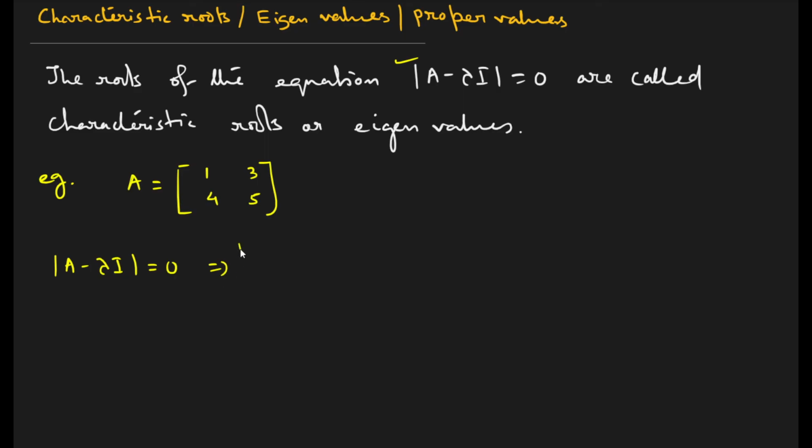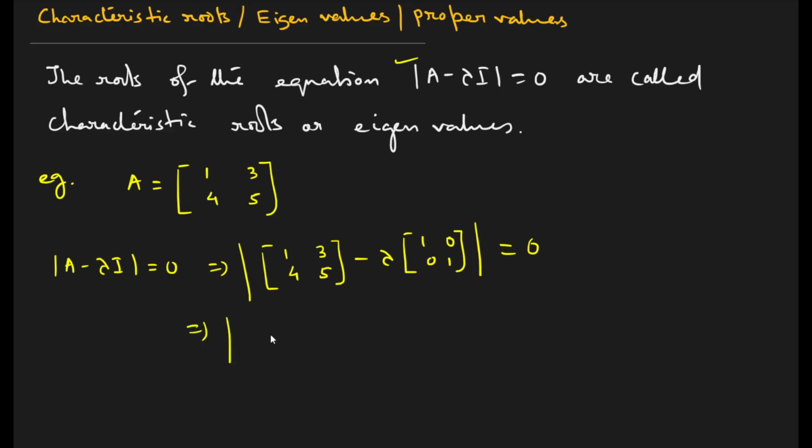So this implies determinant. Our A is how much? 1, 3, 4 and then what? 5. Minus lambda into what is I? I is 1, 0, 0, 1, identity matrix. Determinant equals how much? 0. Now we can write within one determinant. So what will be the first element? 1 minus lambda, then 3 minus lambda into 0 is 0, 4 minus lambda into 0 is 0, and then again 5 minus lambda.